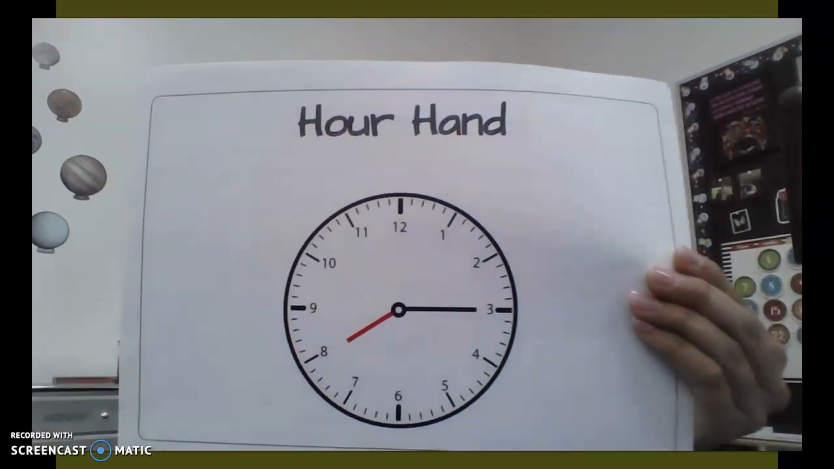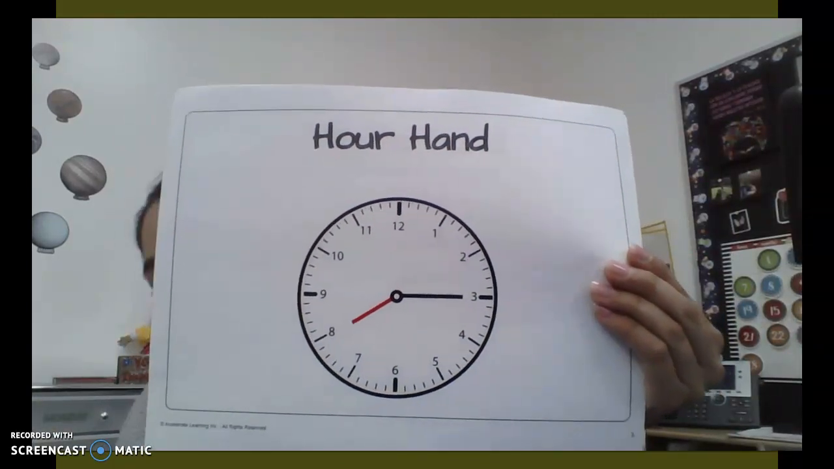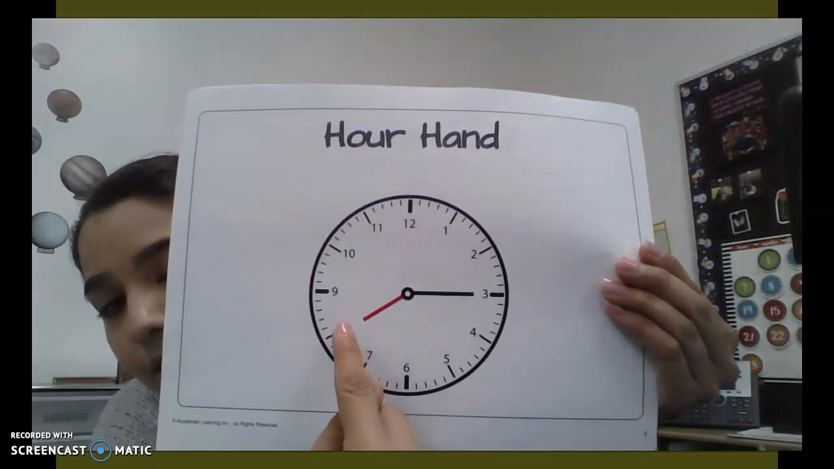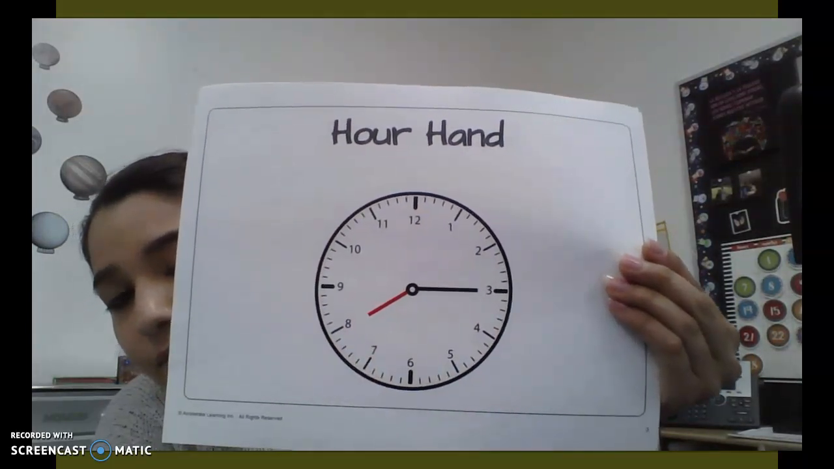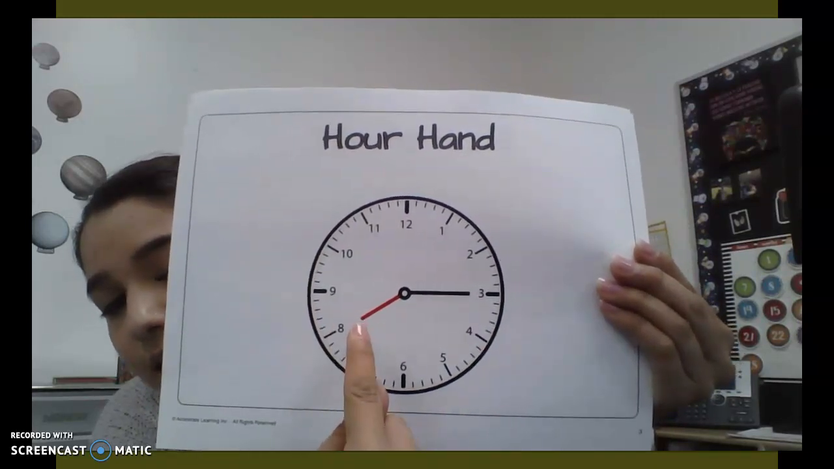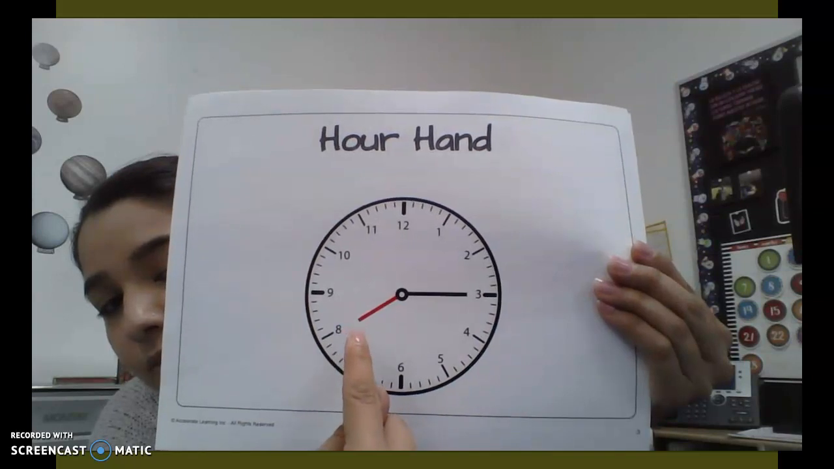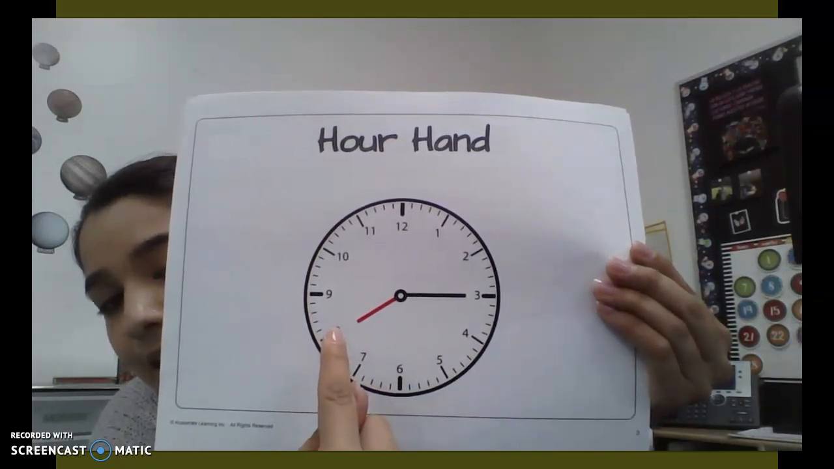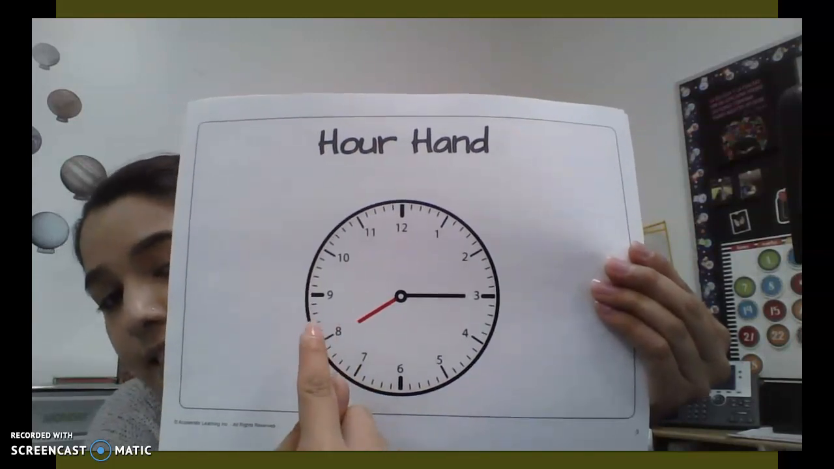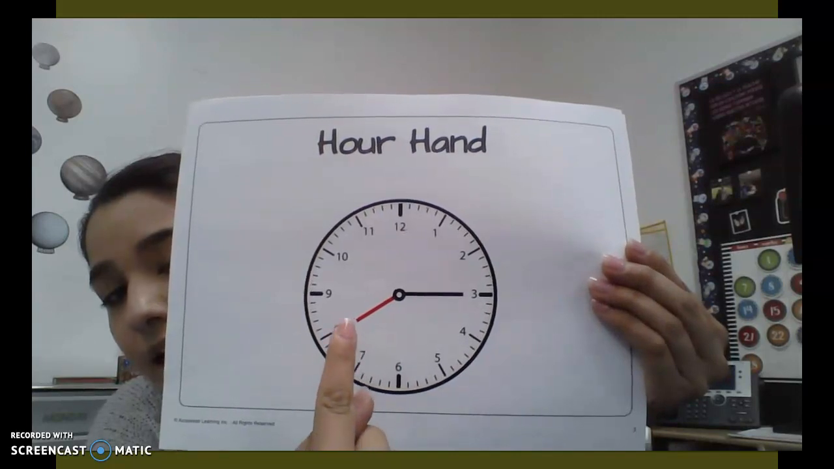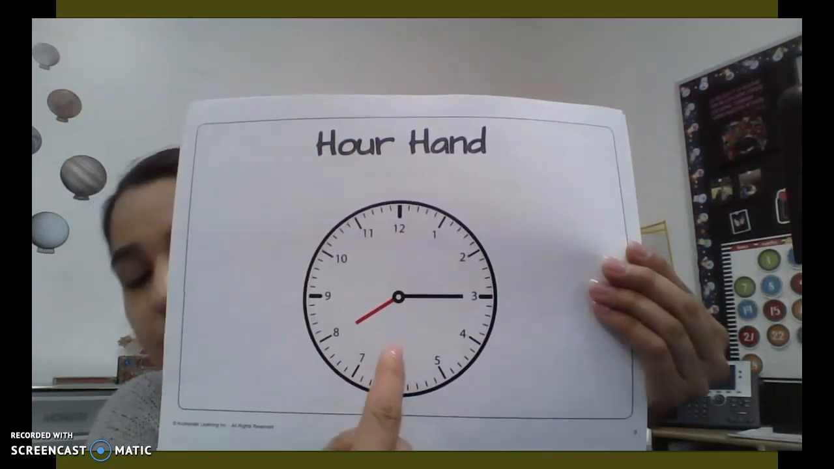So this is the hour hand. So it is in red right over here. So the smallest one is the hour hand. So what number is it pointing to? Pointing to 8, correct? So it is 8 o'clock because the hour hand is pointing to the 8.